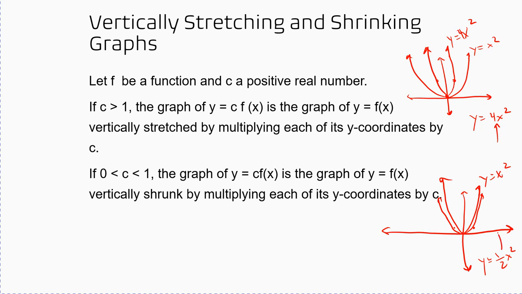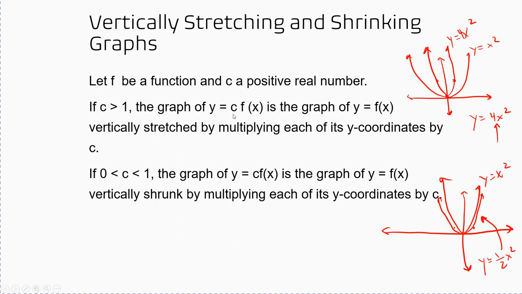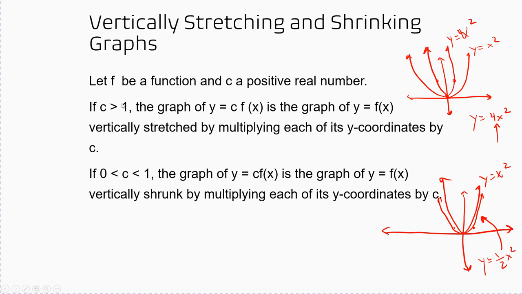Okay, so let's try this one. Use the graph of f of x is equal to the absolute value of x to obtain the graph of g of x is equal to 2 times the absolute value of x. So what's going on here, notice the 2 is greater than 1. So you're stretching the graph right here. Stretching because it's greater than 1.